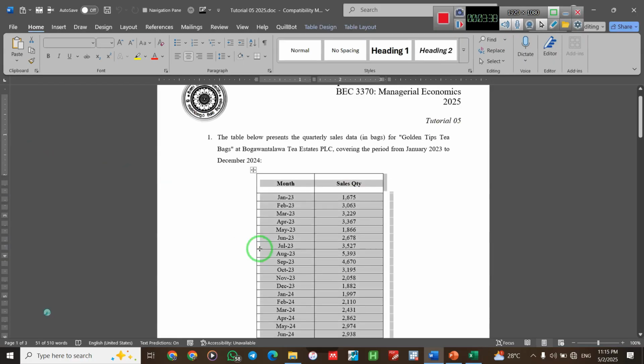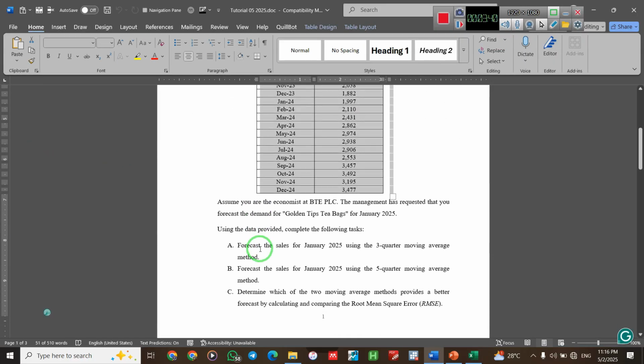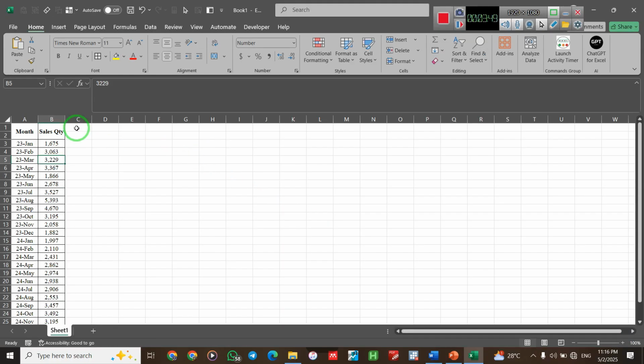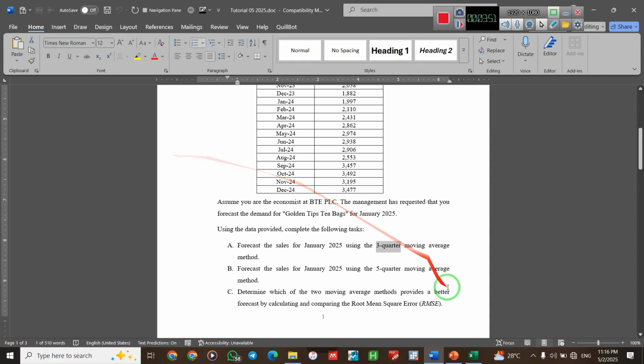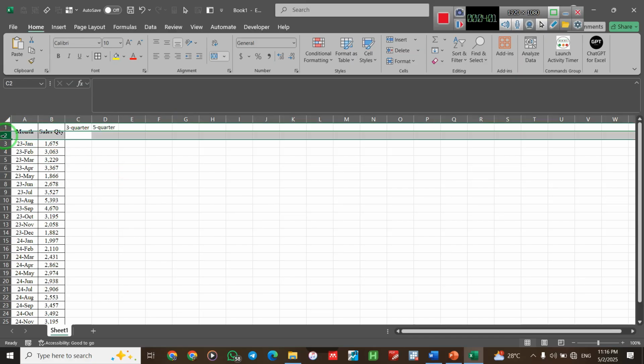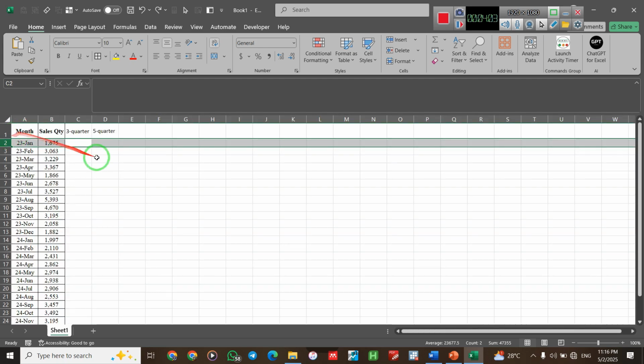So now they are asking to calculate what will be your 3/4 moving average and what will be your 5/4 moving average. So you have to add columns. I just take 3/4 here, and the next thing is 5/4, and I will take it here, right? And there is an extra row here, and I will be deleting it.